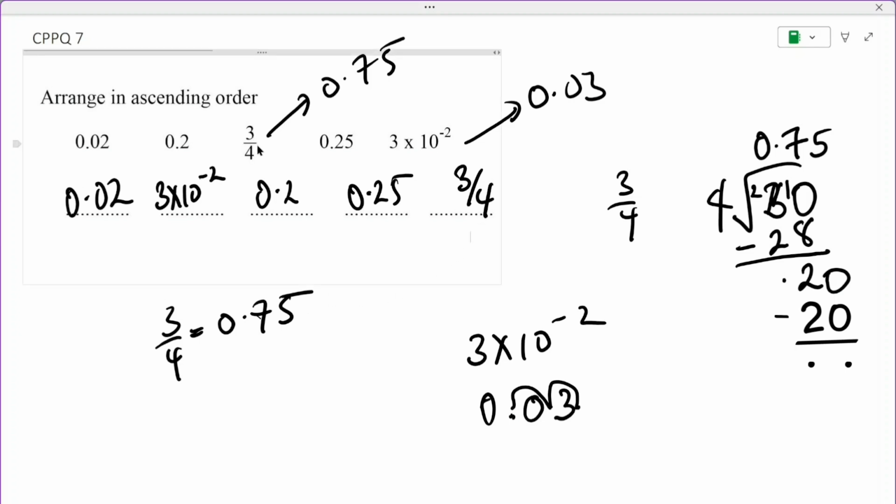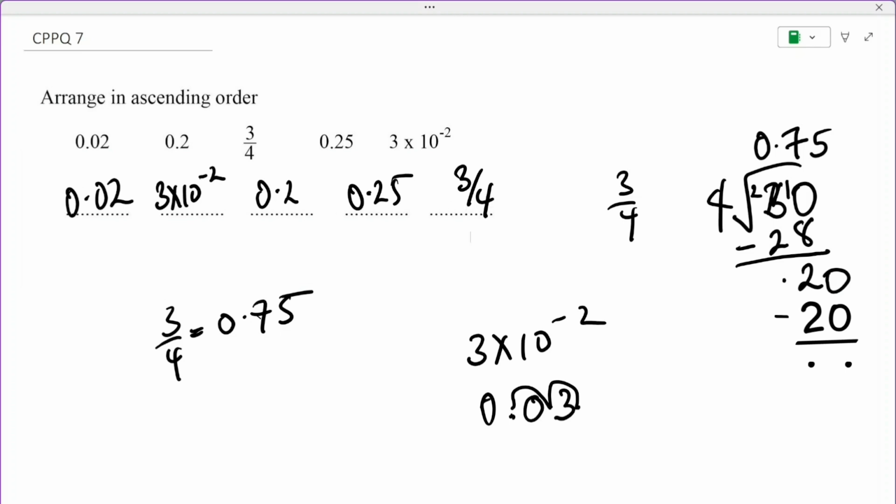You converted 3 over 4 to its value as decimal, same as 3 times 10 raised to the power minus 2 from standard form to a decimal. When you're writing your results, you leave them in their initial states. This is still in standard form, while this is still a fraction. Therefore, this is the result of having them in ascending order. Hope you understand.